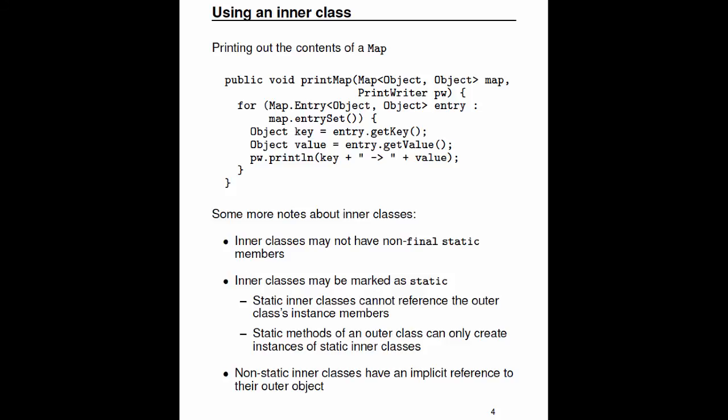Inner classes have an implicit reference. So an instance of an inner class has an implicit reference to an instance of its outer class, unless it's marked as static. If it's marked as static, it means that there's no reference between the instance of the inner class and the instance of the outer class. And this is okay. Sometimes you want to be able to create an instance of an inner class without having to first create an instance of its outer class. So if it's marked as static, you don't have that reference.